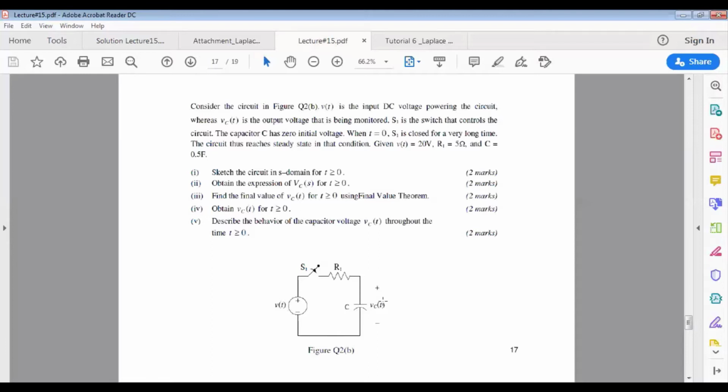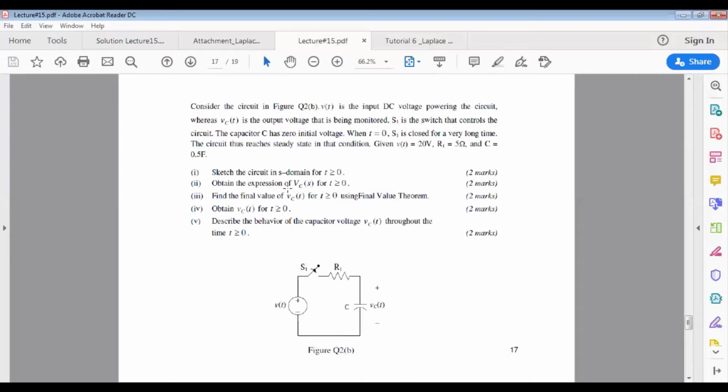Okay, so I hope that you understand the problems. So we have this circuit. Initially, the circuit is switched off, the switch is open. So when t is 0 and bigger than 0, the switch is closed and the circuit is complete. And the circuit reaches a steady state condition where t is bigger than 0.